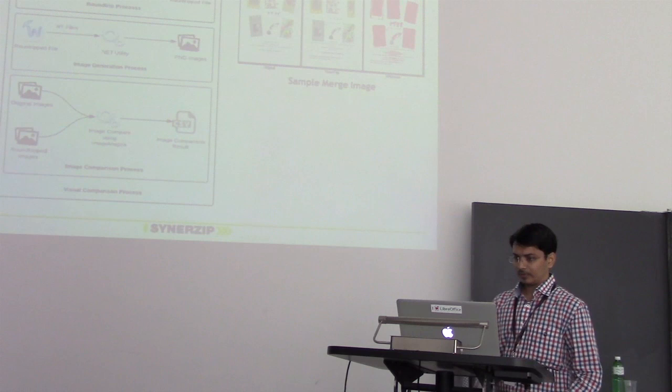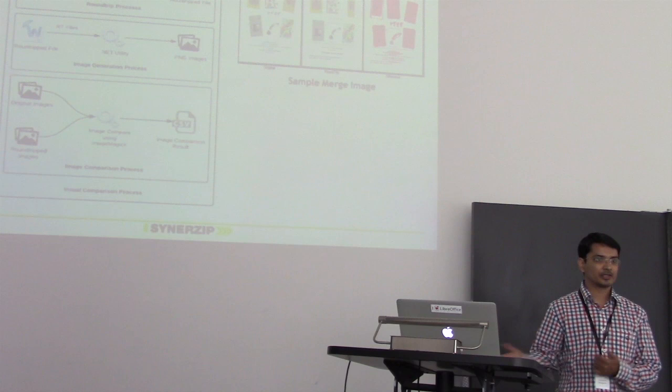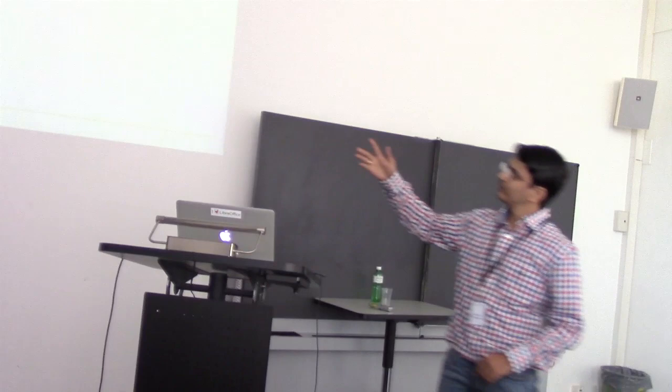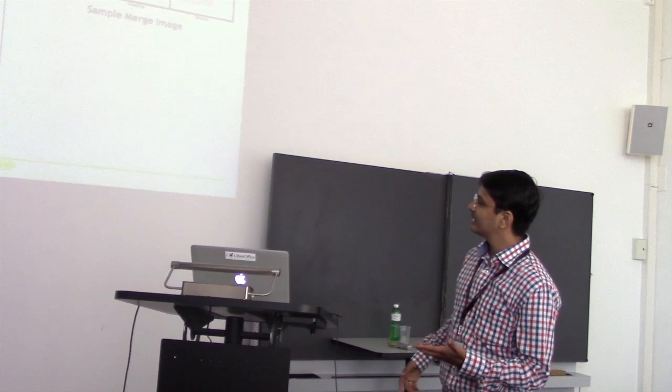This is the first tool that we have automated. All the tools are automated tools, nothing is manual. This is the visual comparison process. Here there are three parts: first is the round trip process, second is the image generation, and last is the comparison.